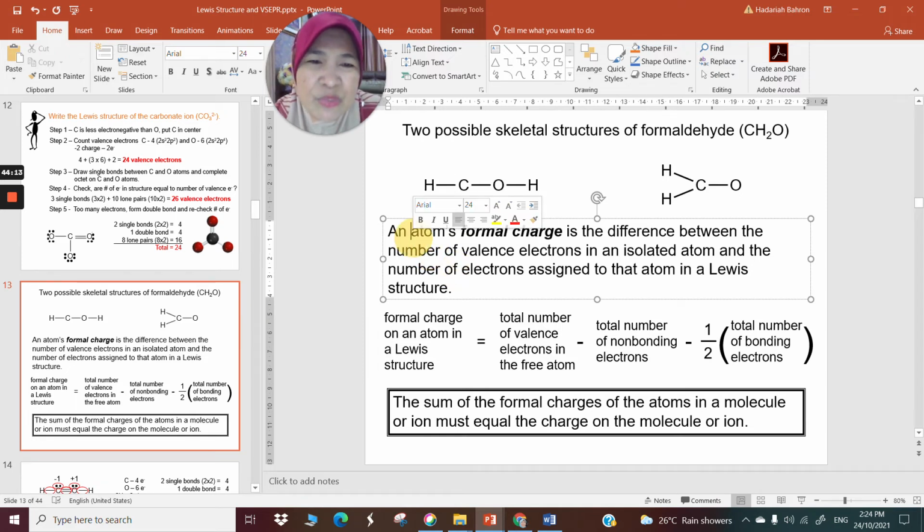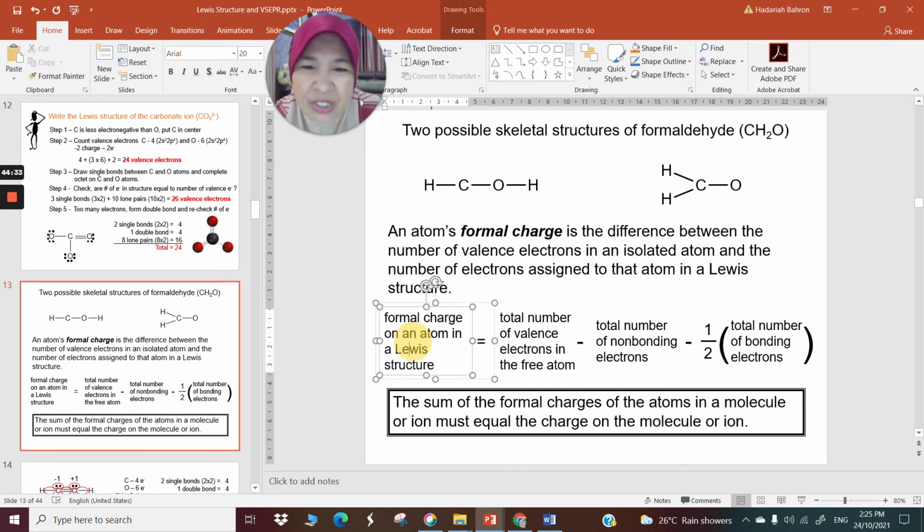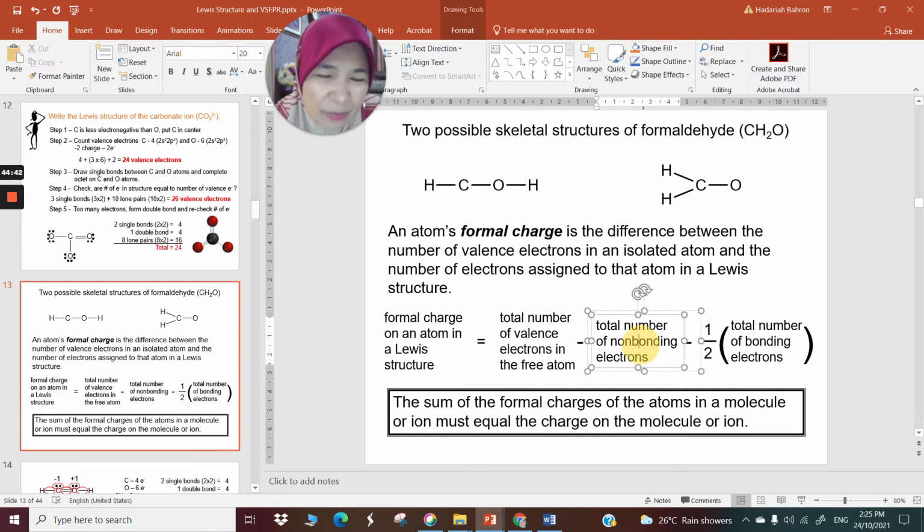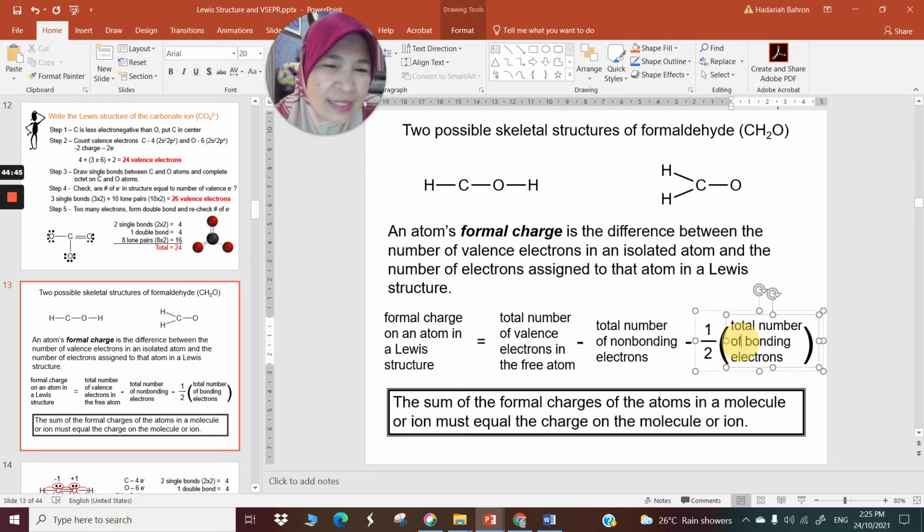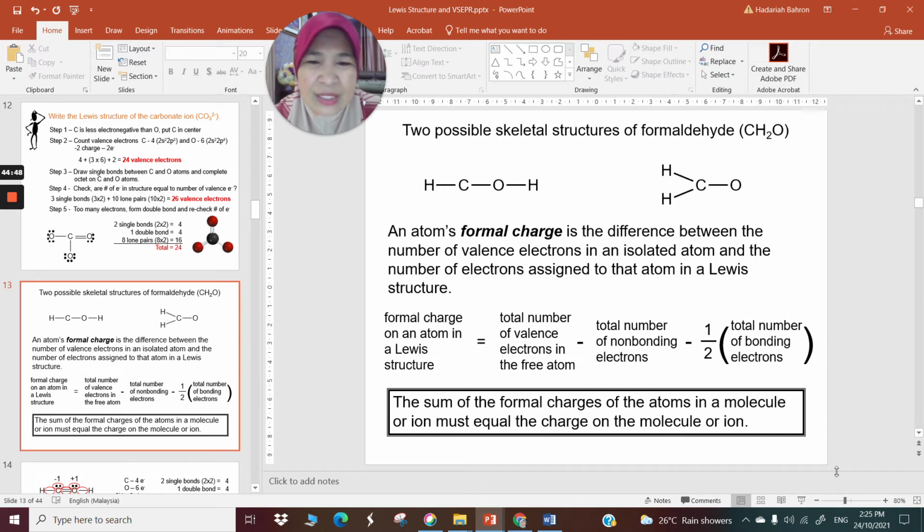An atom's formal charge is the difference between the number of valence electrons in the isolated atom and the number of electrons assigned to that atom in a Lewis structure. That sounds a little bit more confusing, so just look at it. The formal charge of an atom in a Lewis structure is equal to the total number of valence electrons in the free atom minus the total number of non-bonding electrons minus half the total number of bonding electrons. So that is the formula to determine the formal charge.